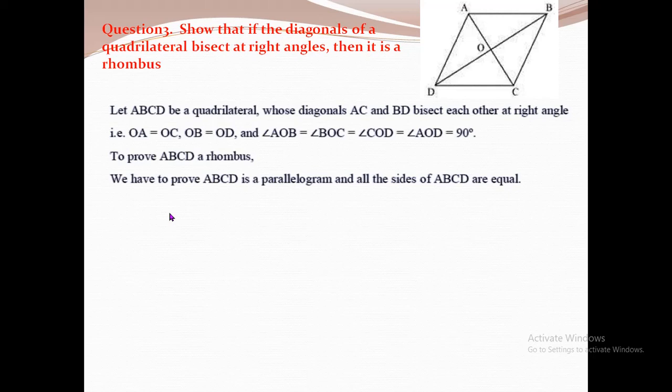Because ABCD is a parallelogram, what we have to prove is that all its sides are equal. That is what we have to prove. Now let us take the next step, in triangles AOD and COD. These two triangles are chosen now.